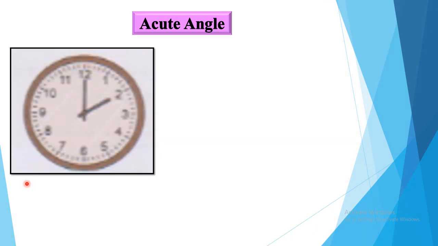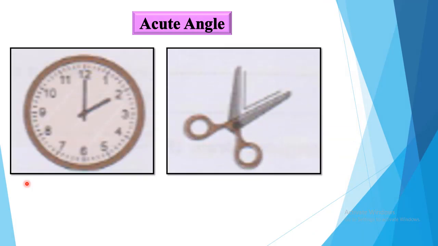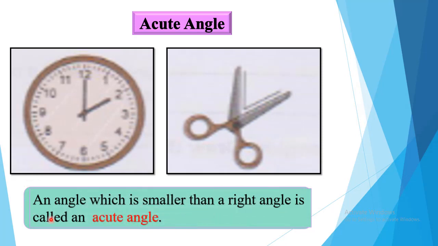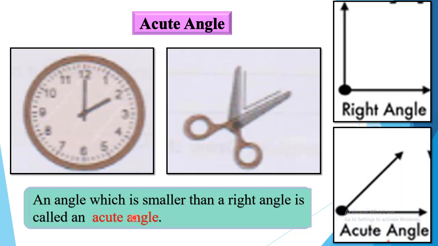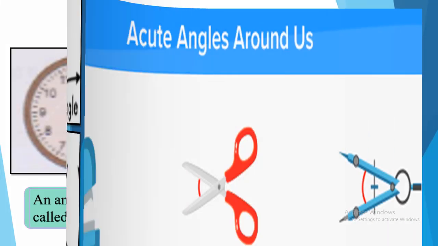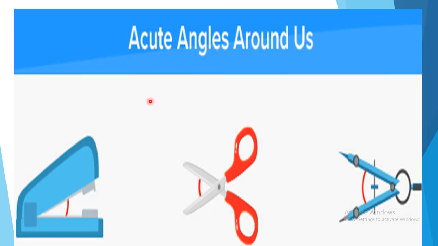Acute angle. An angle which is smaller than a right angle is called an acute angle. This is a right angle and this one is an acute angle. This is smaller than this angle. Examples of acute angle. This is an acute angle, and this one also is an acute angle.